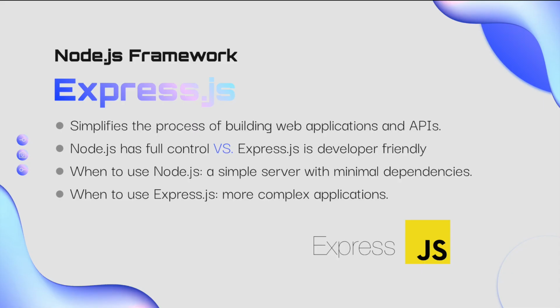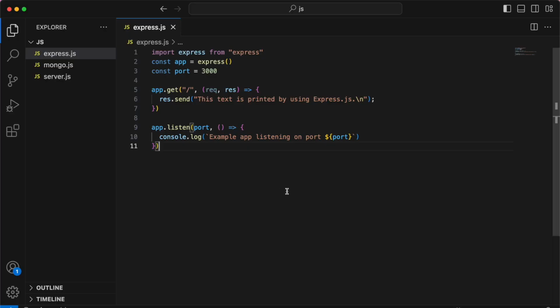Express is a minimalistic web application framework for Node.js. It is used to streamline the process of building web applications and APIs, making it easier to handle tasks like routing, middleware, and serving content. This simple Express demonstration is basically doing the similar thing as the one I provided for Node.js.